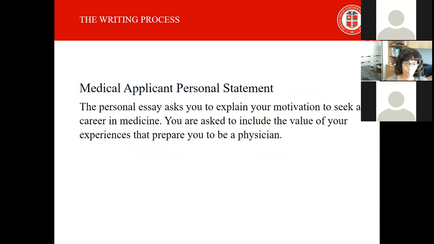Okay, we're going to look at the personal statement for the Texas Medical and Dental School application. The personal essay asks you to explain your motivation to seek a career in medicine. You are asked to include the value of your experiences that prepare you to be a physician. Okay, this is the prompt for that particular application service's personal statement. Take a second, read through the prompt again, and then I'm going to ask you a few questions.